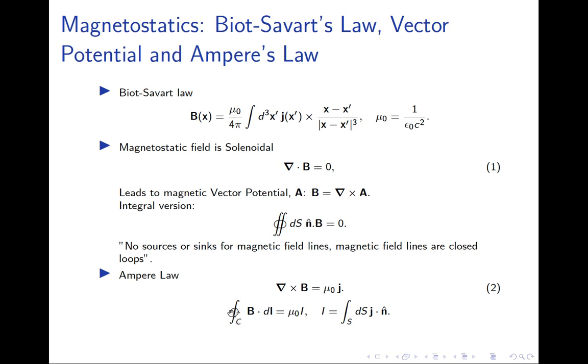So it tells you that the circulation of the magnetic field, or the line integral of the magnetic field along a closed loop, is equal to μ₀ times the current threading through that loop. Okay, the current which is passing through that loop.